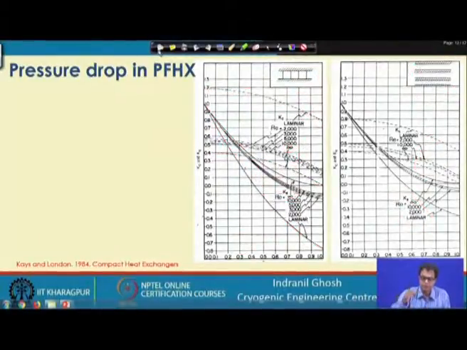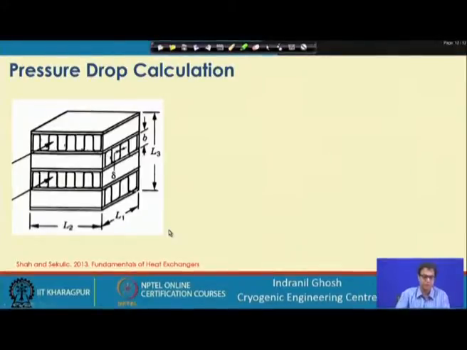Okay. So, next we will go to a numerical problem. Here we try to numerically estimate the pressure drop. This example I have taken from Shah and Sekulic's Fundamentals of Heat Exchanger Design, and there are certain parameters or specifications given, and we will first note them down and then try to estimate the pressure drop.